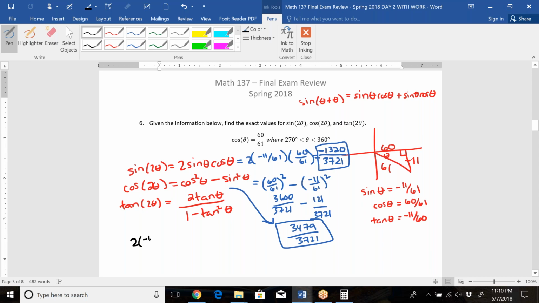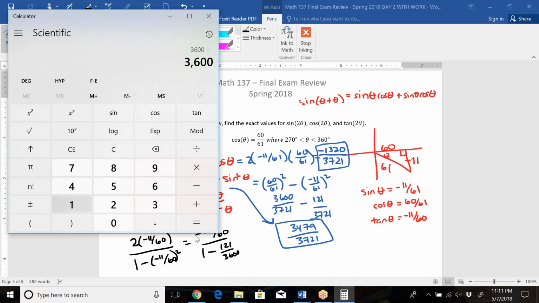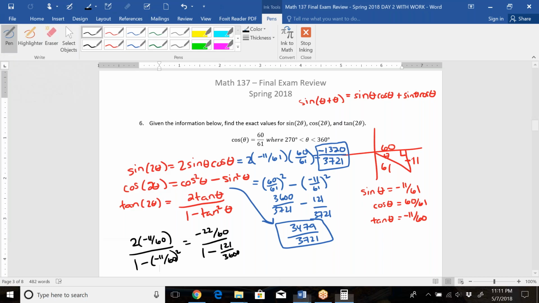So 2 times negative 11 over 60 over 1 minus negative 11 over 60 squared is negative 22 over 60 over 1 minus 121 over 3,600. We could get a common denominator on the bottom. That's going to be 3,600 minus 121, which is 3,479. So we have negative 22 over 60 all over 3,479 over 3,600. Multiply by the reciprocal of the bottom.